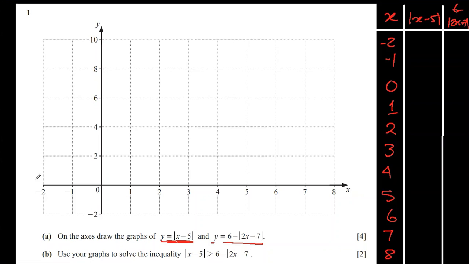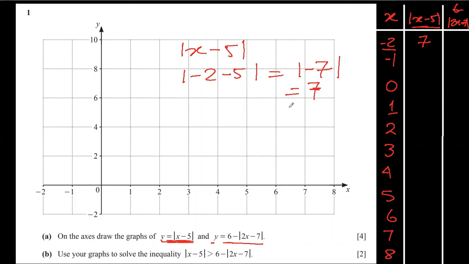So I've written from -2 to 8 in the x column. Now I will calculate |x - 5|. First it is -2. Let's put -2 here. -2 minus 5 is absolute -7, and removing the absolute sign will make it positive 7. So our |x - 5| is positive 7.